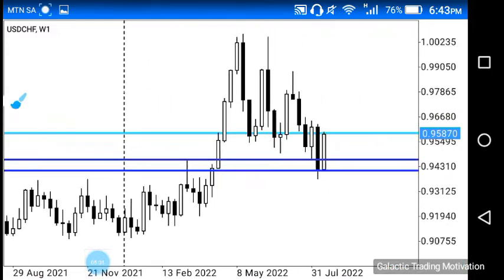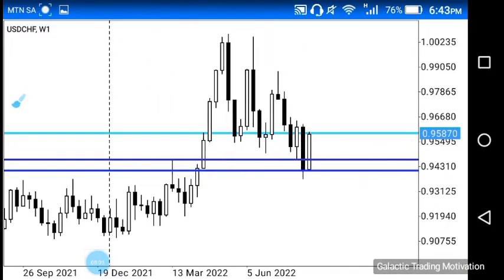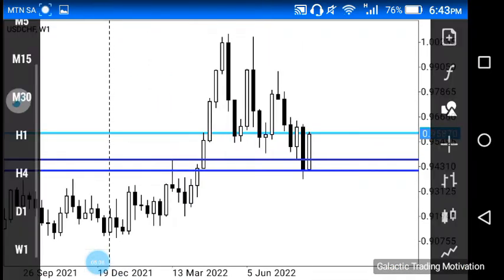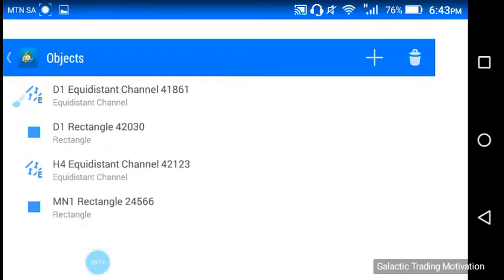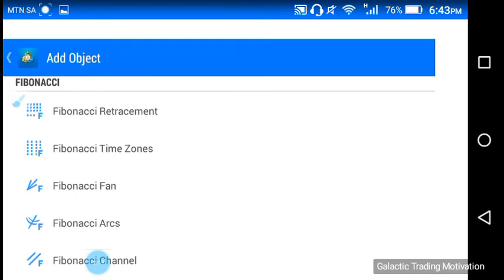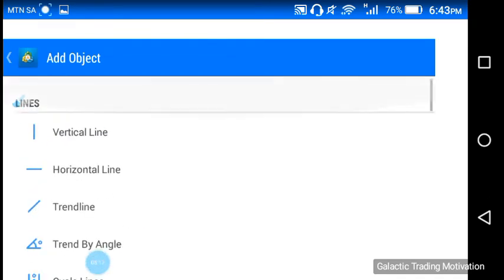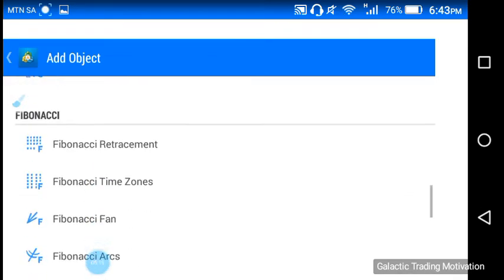Nonetheless, let's proceed. In fact, before we proceed, I'm just going to add the neckline of that M structure because it is also very much important. So just bear with me. Let's see. I'm just going to add a neckline.